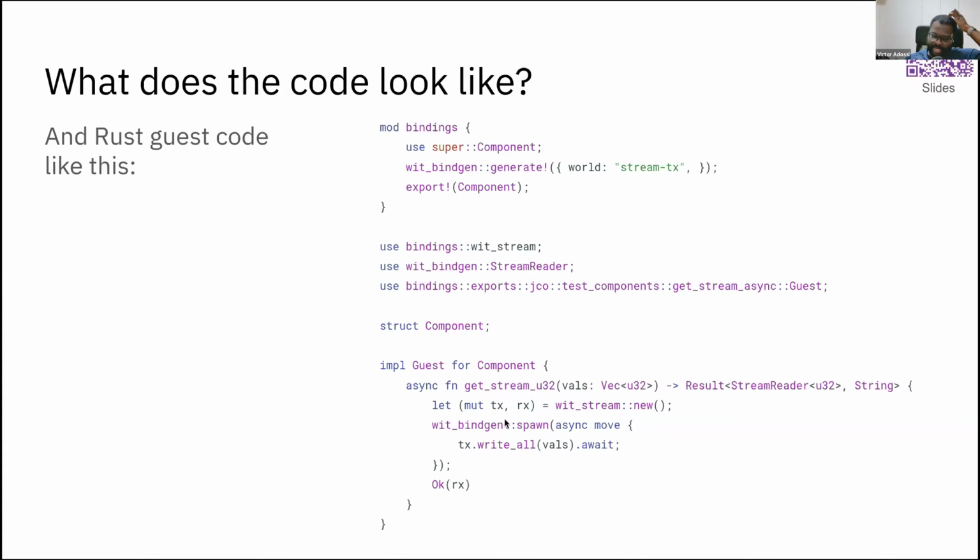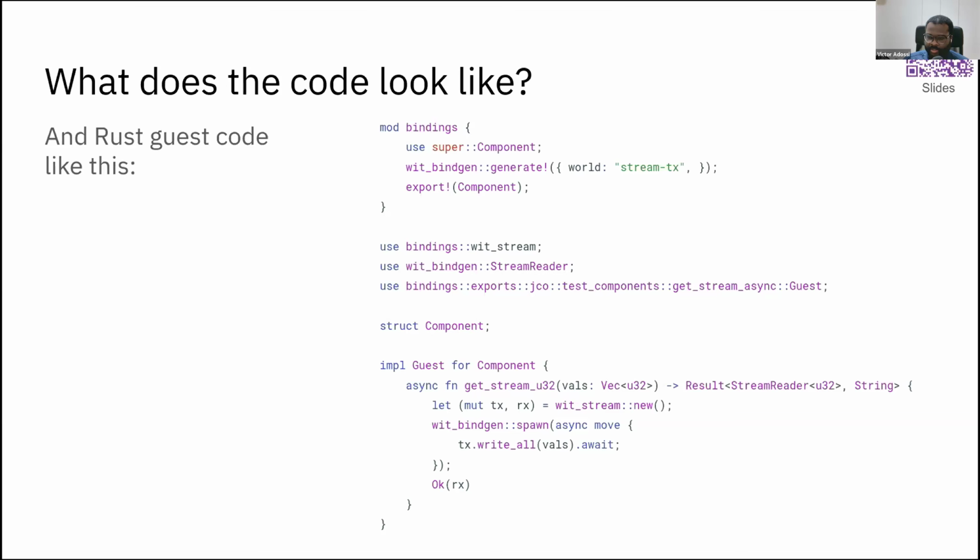Really, the important part is down at the bottom. You see the implementation for that get-stream-u32 function that was exposed by the world in the previous slide. You can ignore a lot of the syntax here, but in particular, we just take the list of vals, or U32s, in the vector, and we write them all back from an async task that we spawn.